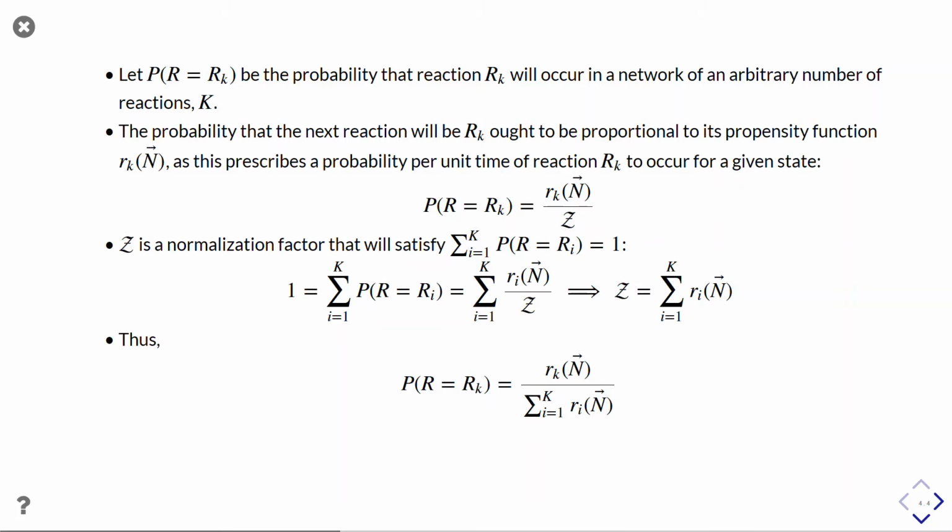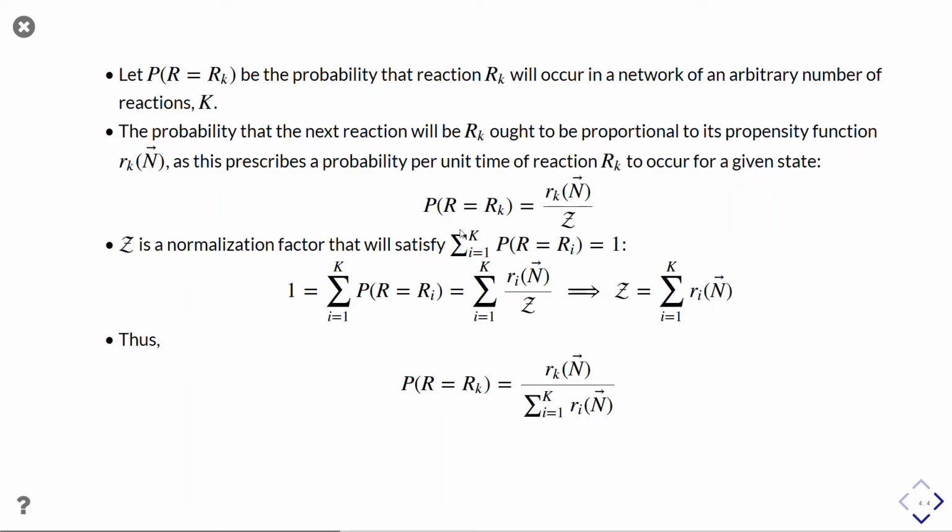The probability that the next reaction will be R sub k ought to be proportional to its propensity function, lowercase r sub k, evaluated at the current state, as this prescribes a probability per unit time of the reaction R sub k to occur for a given state. Using this, we can write that the P of R equal R sub k is equal to the propensity function for the kth reaction evaluated at the current state, divided by some normalization factor. The normalization factor will need to satisfy the normalization condition for a discrete distribution.